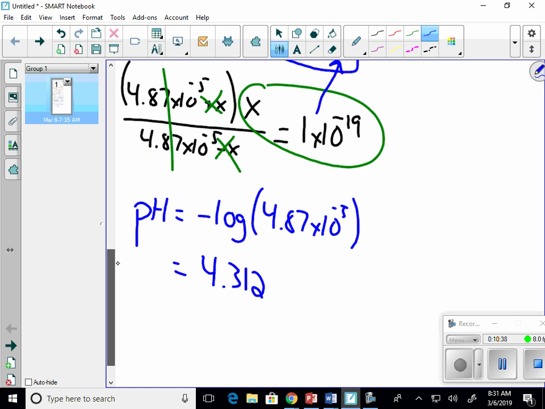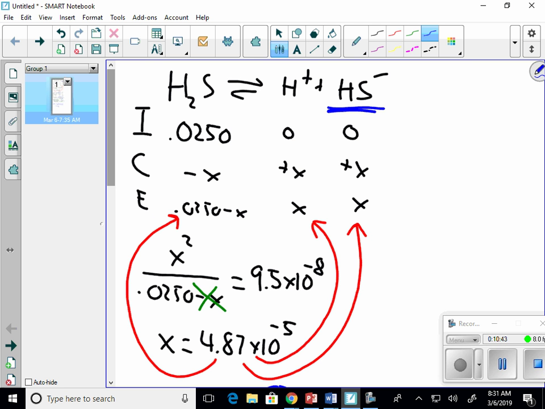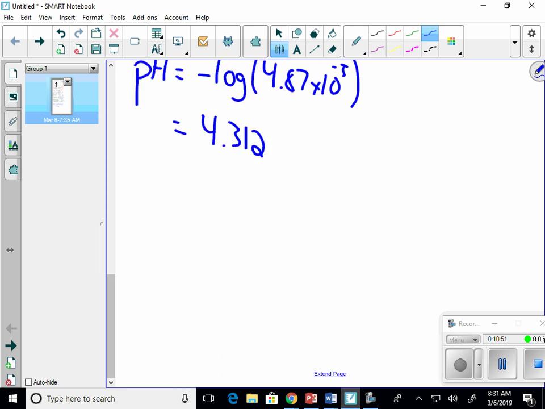So, remember our H2S. It was 0.0250 minus X. That's our concentration at equilibrium. So if I give the concentration of H2S at equilibrium, I called it 0.02495. Now, I'm adding a sig dig just to show that it did change. I might end up having to call it 0.0250 if I didn't have a little liberty with sig digs.